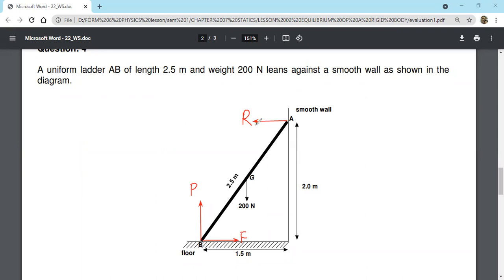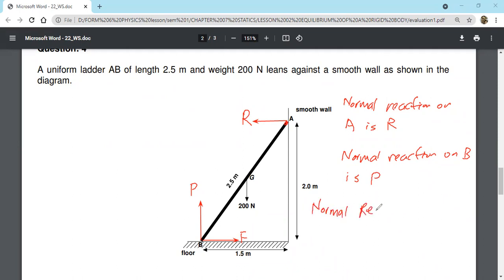Okay, ladies and gentlemen, this will be the normal reaction at point A. This P is the normal reaction at point B. That means the normal reaction on A is R. Next, the normal reaction on B is P. Get it? What is the normal reaction of the system?